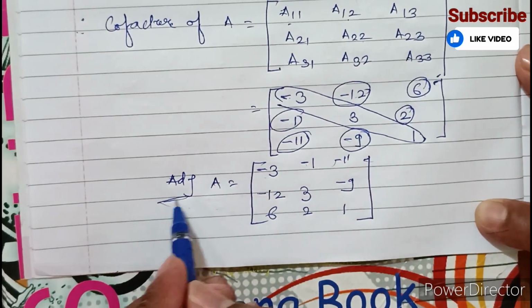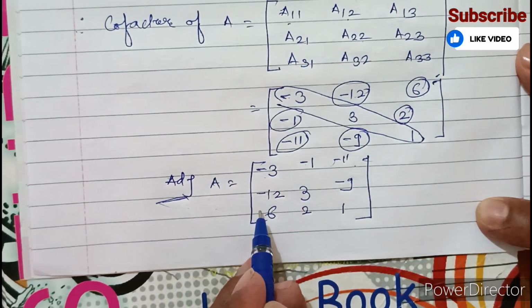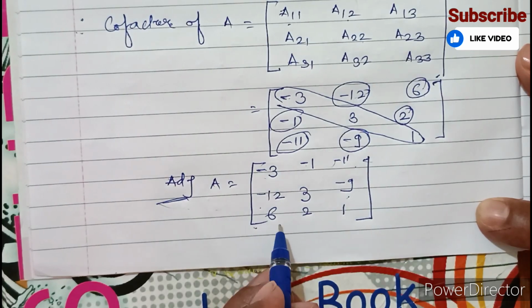We get the adjoint of it, that is -3, -1, -11, -12, 3, -9, 3, 6, 2, 1.